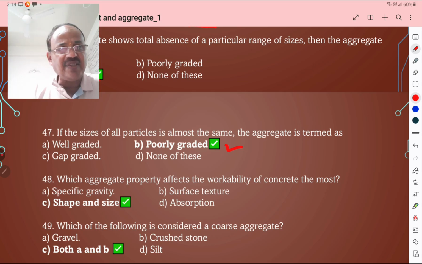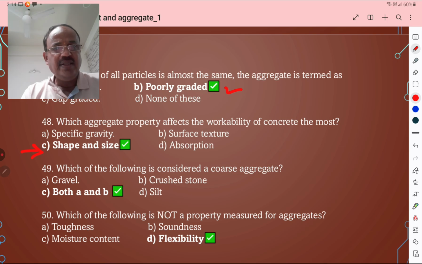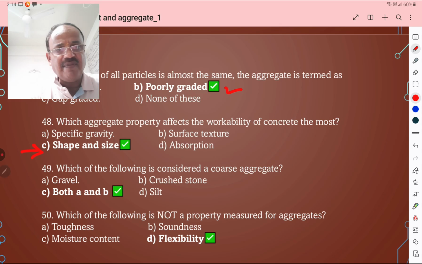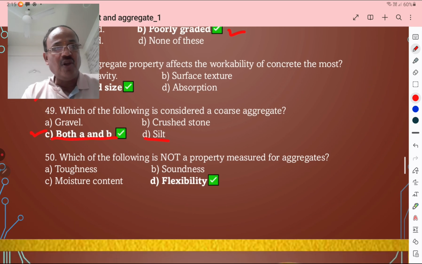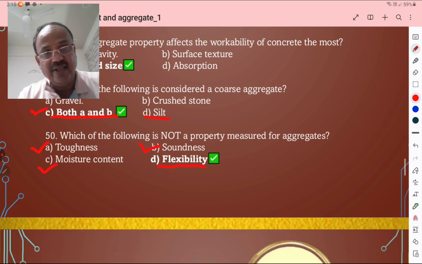Which aggregate property affects the workability of concrete the most? Shape and size affects the workability more. Which of the following is considered a coarse aggregate? Gravel, crushed stone, or silt? Silt is a fine aggregate, so both A and B is the correct answer. And which aggregate property affects the workability of concrete the most? If there is a water cement ratio, that is the most, but here there is no water cement ratio and the shape and size plays the vital role. Okay. Which of the following is not a property measured for aggregate? That is the flexibility, because toughness, moisture content and soundness is measured for aggregates.